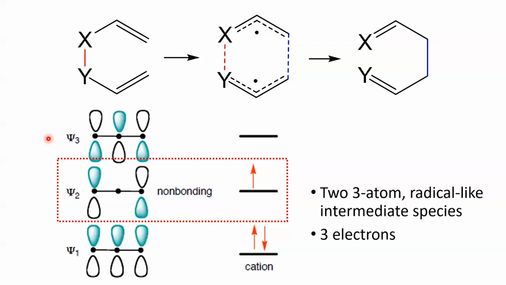If each of these orbitals can only hold 2 electrons apiece, and we have 3 electrons to deal out, 2 are going to go into the bonding orbital, and then 1 is going to go into this non-bonding orbital here. So the highest occupied molecular orbital is going to be this psi2 orbital, highlighted by the red box.